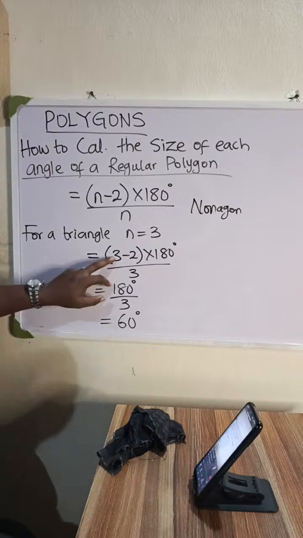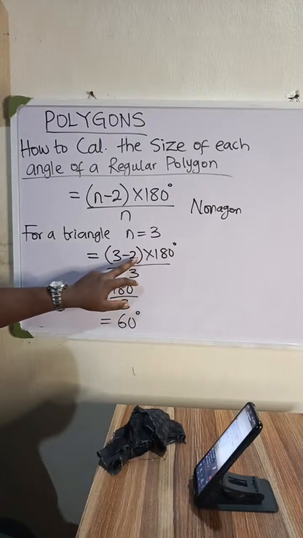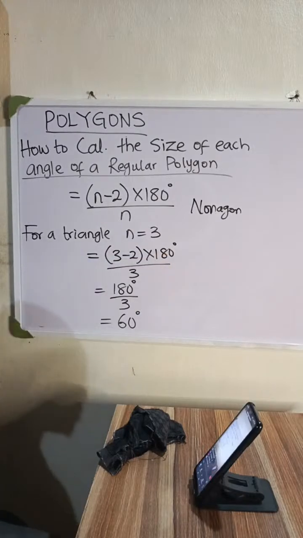So if you put 9 here, you're going to get 9 minus 2, which is 7, times 180 degrees, then divided by 9.